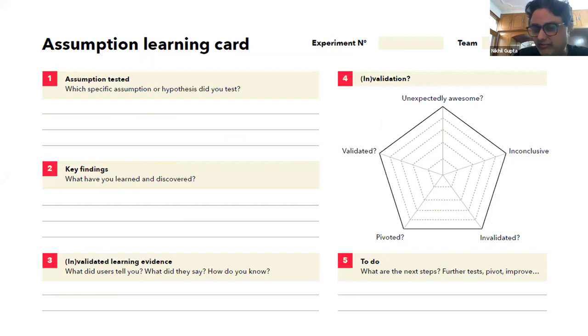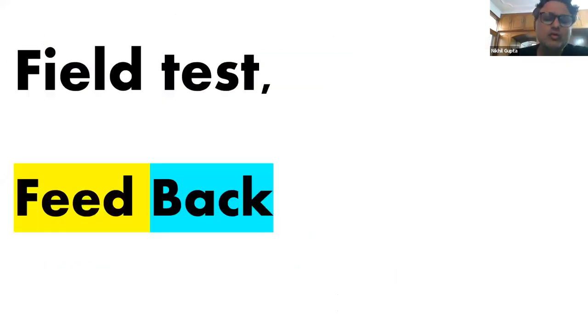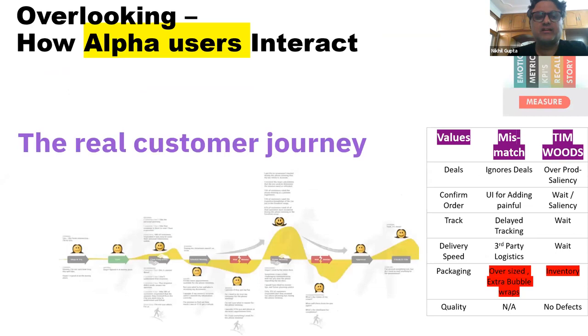This is the evidence we have. These are the patterns, and then you can say, okay, the value we wanted was deals, but there is a mismatch because the person ignored those deals. And the Tim Woods was, there was overproduction of saliency. Saliency means too many items, too many things are seen on one screen. Or the order confirmation wait time was very high, so the person left our app. Or the packaging was oversized, had extra bubble wrap, because of which our cost went up.